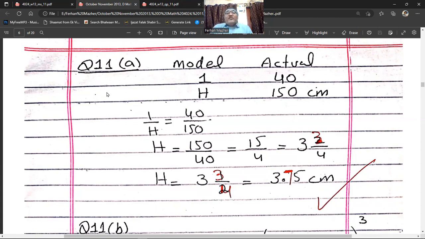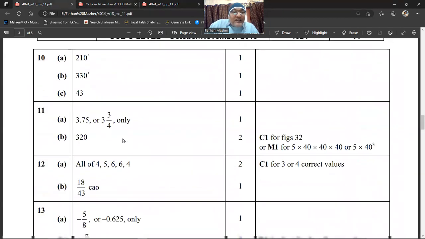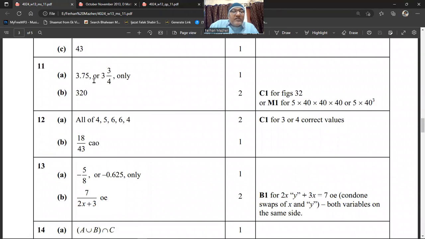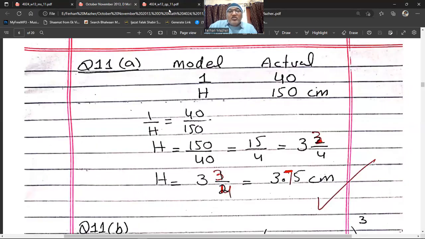So the actual height of the car is 1.5 meters or 150 centimeters. The height of the model car will be 3.75 centimeters. 3.75 centimeters. Question number 11, the answer is right. This is the solution.